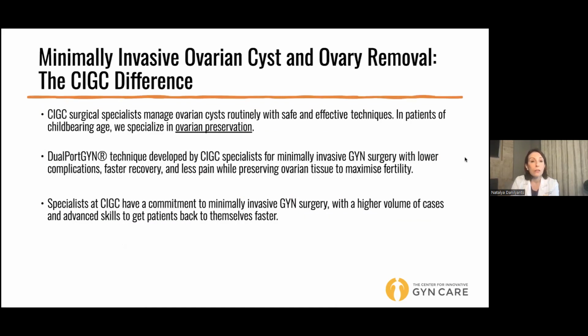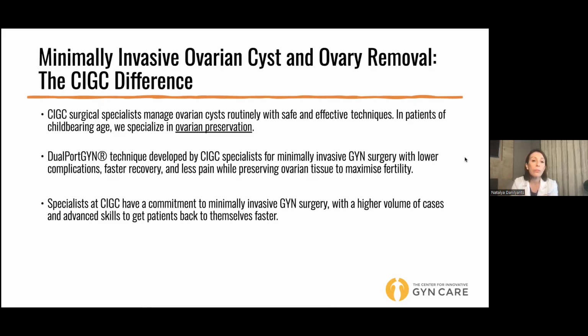All right. The difference here: our conversion to open rate is extremely low. Also, ovarian preservation. I would say that's probably the number one reason patients come to us for a second opinion, because most of these cysts occur in young women who are trying to preserve fertility. And even if you don't desire fertility, ovaries are not just for eggs, right? Ovaries make hormones, and you need those hormones in premenopausal age. So it's not always just about fertility.